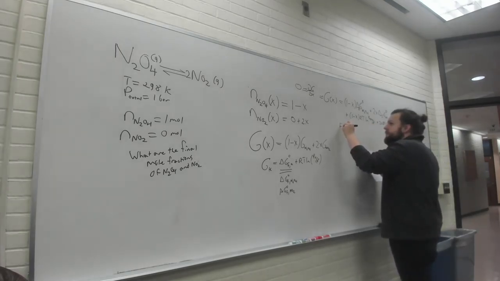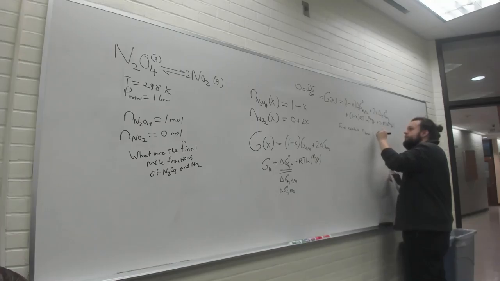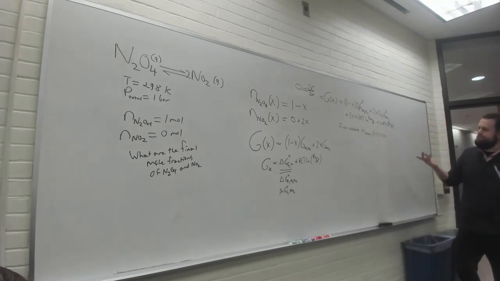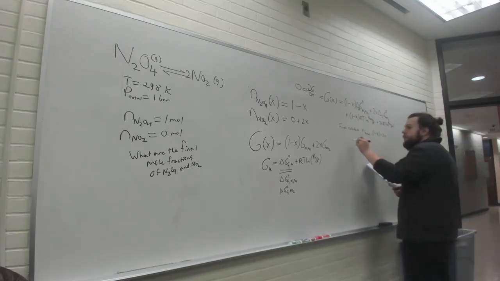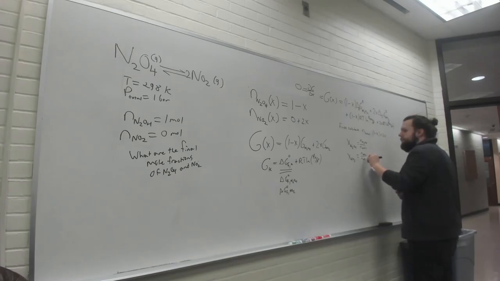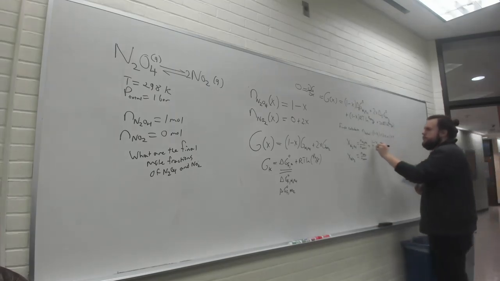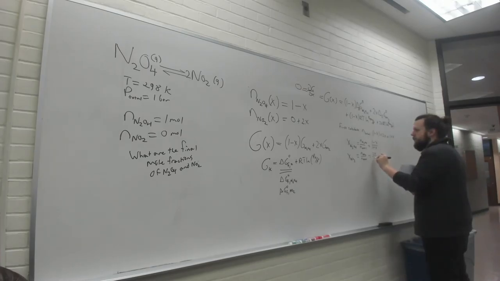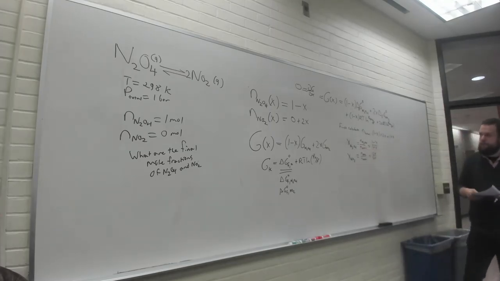First, let's calculate the total number of moles, which is going to be 1 minus X plus 2X. We've got 2X moles of our products and 1 minus X moles of our reactants. So the mole fraction of N2O4 is the moles of N2O4 divided by the total moles, and the mole fraction of NO2 is N NO2 over N total. This is 1 minus X over 1 plus X, if you do the math, and this is 2X over 1 plus X. Those are our mole fractions. This is why I don't like using X here, because it's confusing with the mole fraction, but bear with me.